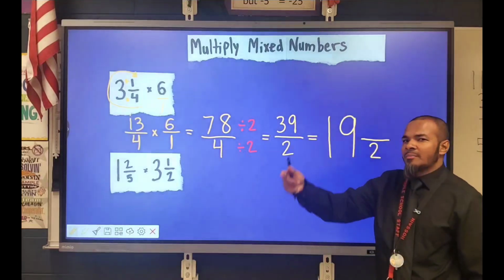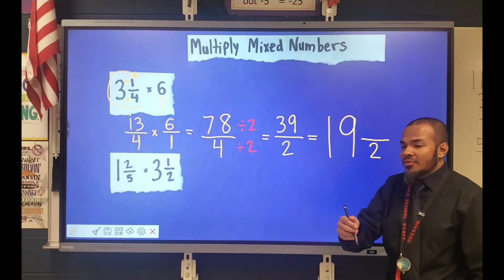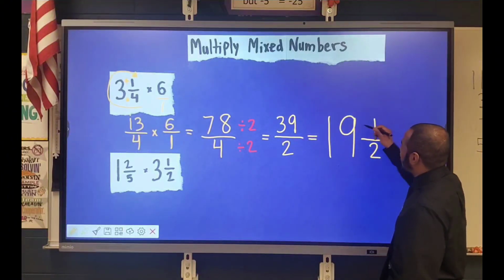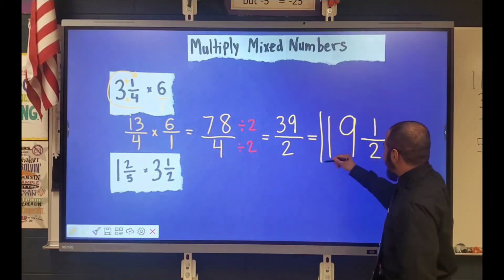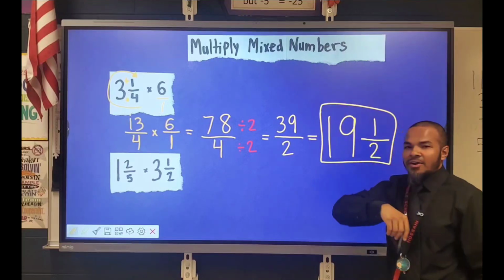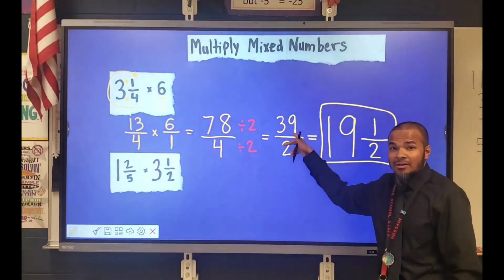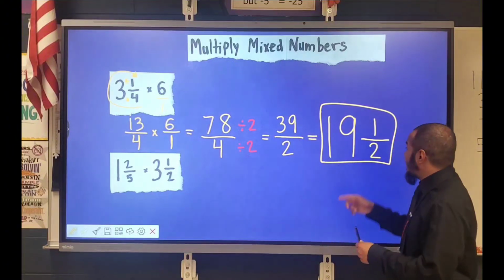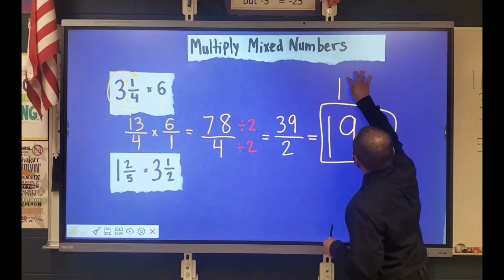And there's only one number left over, right? Because 2 times 19 gives you 38. 38 plus one more gives you your 39. This right here is equivalent. That is my final answer, 19 and a half. I mean, you could do that on the calculator, and I guarantee you'll get 19.5, right?